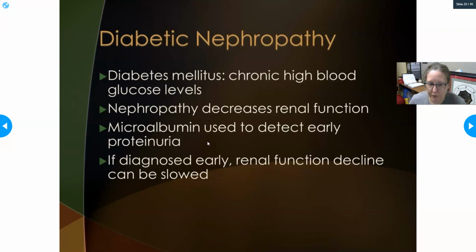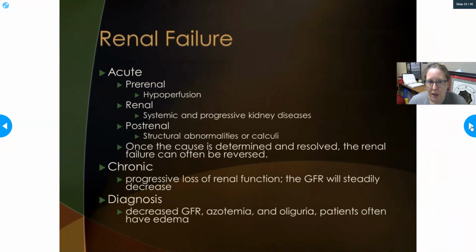So if this can be diagnosed early, then renal function decline can be slowed and can be better managed. This is why we want to do a microalbumin test, looking for trace amounts of albumin, on diabetic patients. We want to make sure that we can help them conserve their kidney function for as long as possible. And then renal failure. Renal failure can be acute or chronic.